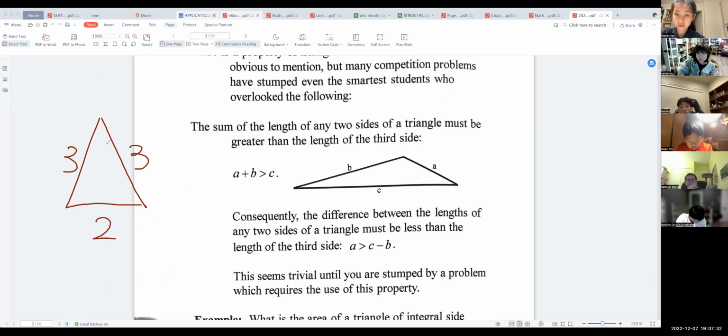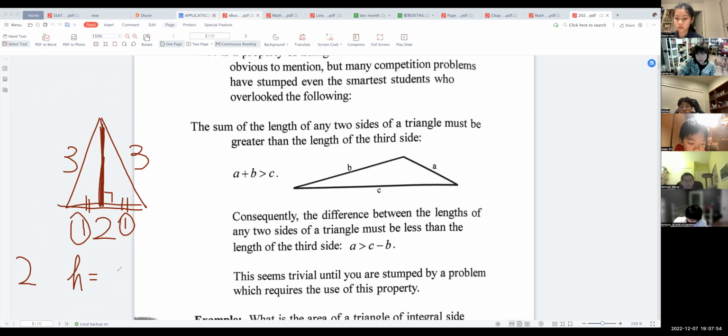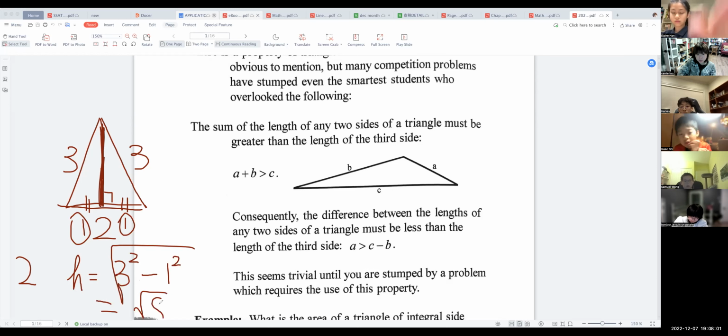3 3 and 2. So how do we calculate the area of this one? Very easy, because we need the base, which is 2. So what is the height? The height will be, this one will be the half, because it's an isosceles triangle. 你在这里做一个高，是不是平分这个啊? So this is 1, this is also 1. So how do we calculate the height, everybody? It's 3 squared minus 1 squared and square root. So the answer is square root 8, which is 2 square root 2.